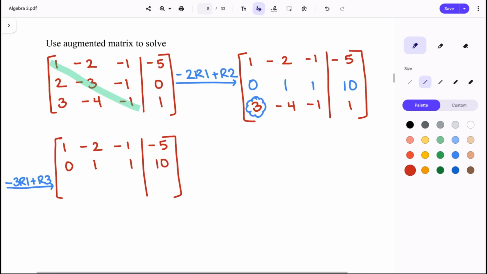Okay, so now I'm going to start doing this. Negative 3 times 1 would be negative 3, plus 3 is 0. Negative 3 times negative 2 is 6. 6 plus that negative 4 would be 2. Negative 3 times negative 1 is positive 3, plus negative 1, going to be a 2 again. And then the last column, negative 3 times a negative 5 would be 15. 15 plus 1 would be 16.